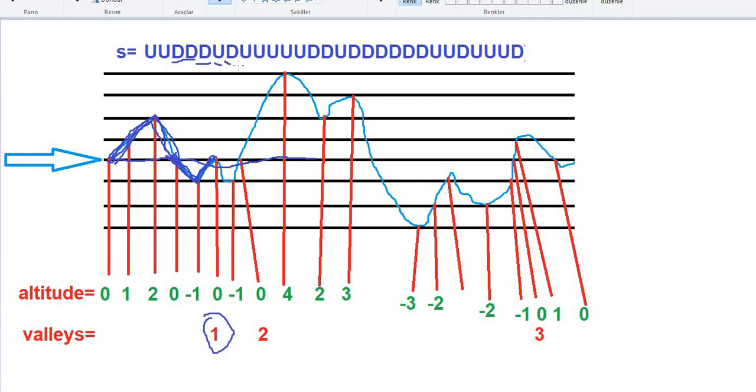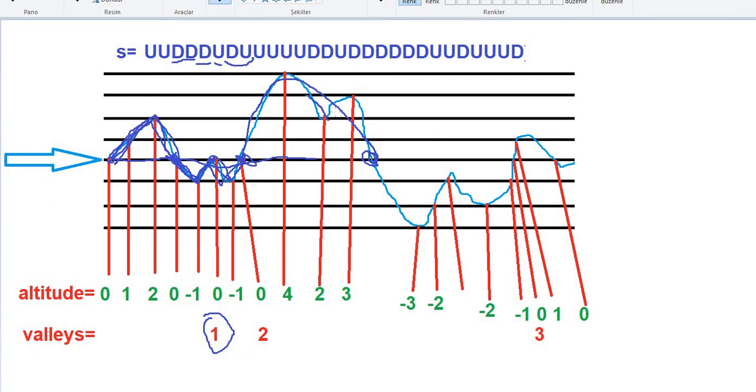In the next moves, the hiker again goes down and up. So this means that there is another valley here. And in the next moves, the hiker goes up. There's a huge hill here, like this, you see. The hiker begins from sea level and reaches sea level again from above. So this is a hill.